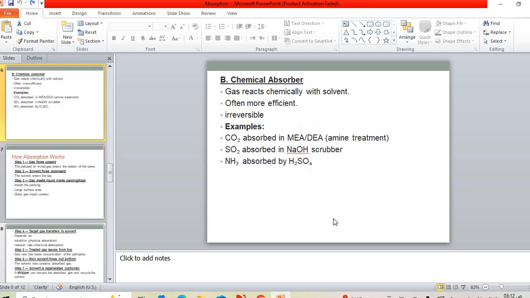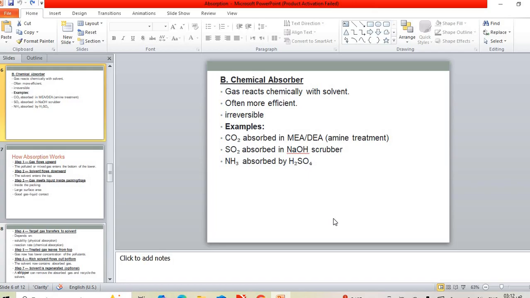And we have the chemical absorber. The gas reacts chemically with the solvent. It is considered very efficient because there is no way to return back to the initial state. So a reaction happens between the solvent and the gas and creates another product. And of course, it is considered an irreversible process.